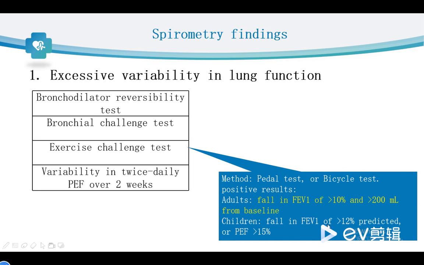a falling in the FEV1 of more than 12% of the predicted value, or PEF more than 50%. And that's the exercise challenge test. The same as the bronchial challenge test, we cannot do this exercise challenge test in patients with a severe decrease of the baseline FEV1.